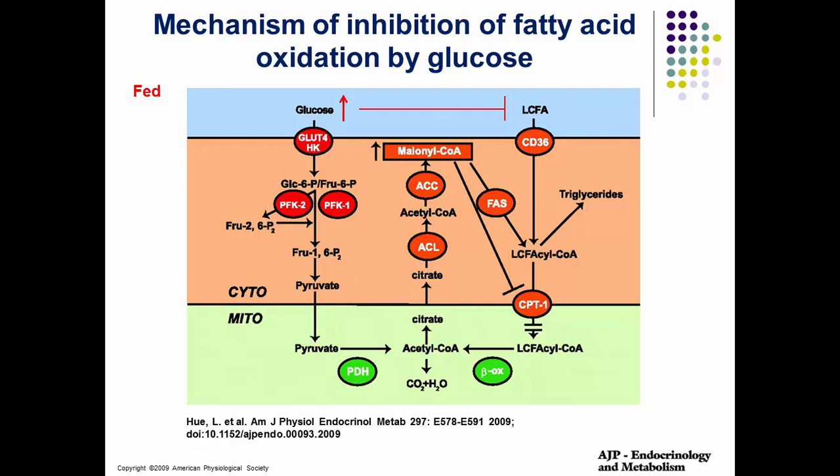So this again is the mechanism for why increased glucose utilization can lead to decreased fatty acid oxidation. Again, malonyl-CoA is the key substrate. Malonyl-CoA levels increase when glucose oxidation increases, which inhibits CPT1 and reduces the transport of fatty acids and fatty acid oxidation, right?